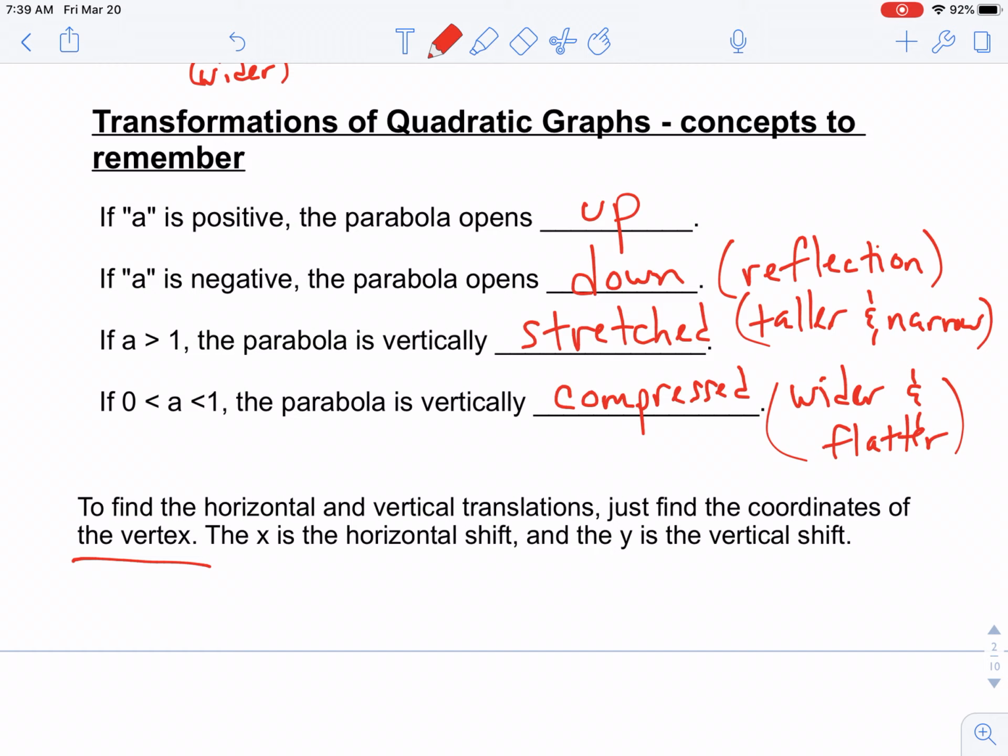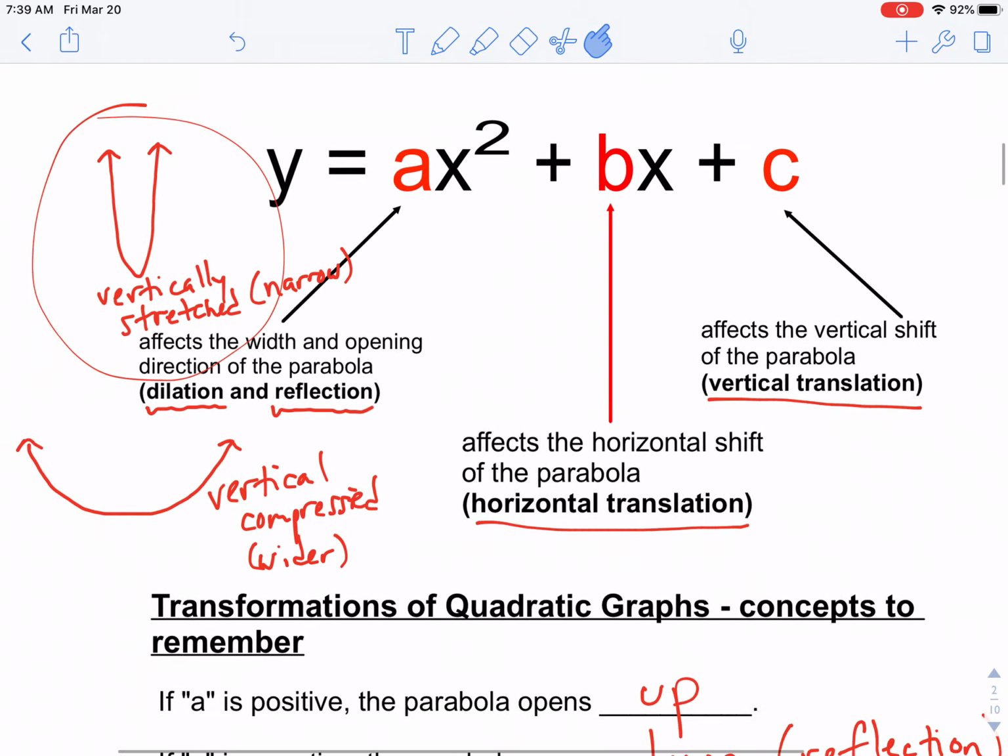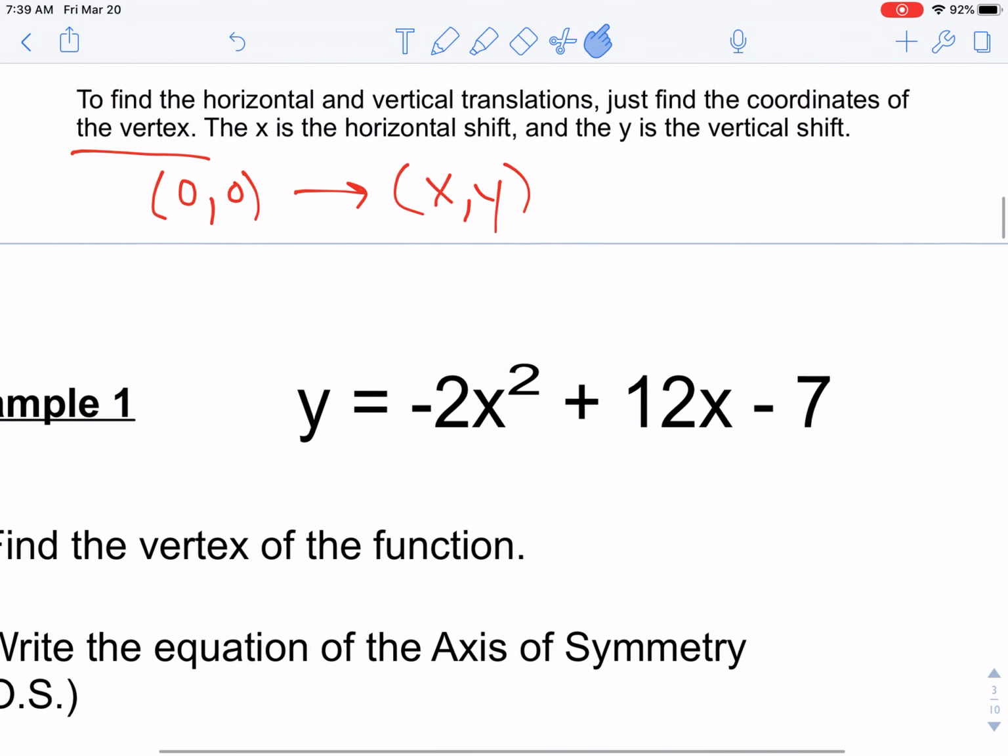Your parent vertex is 0, 0. That's always your vertex before any changes are made. But then whatever your new vertex is, the X is your horizontal shift and the Y is your vertical shift. Okay? So we will pick up an example in the next video.